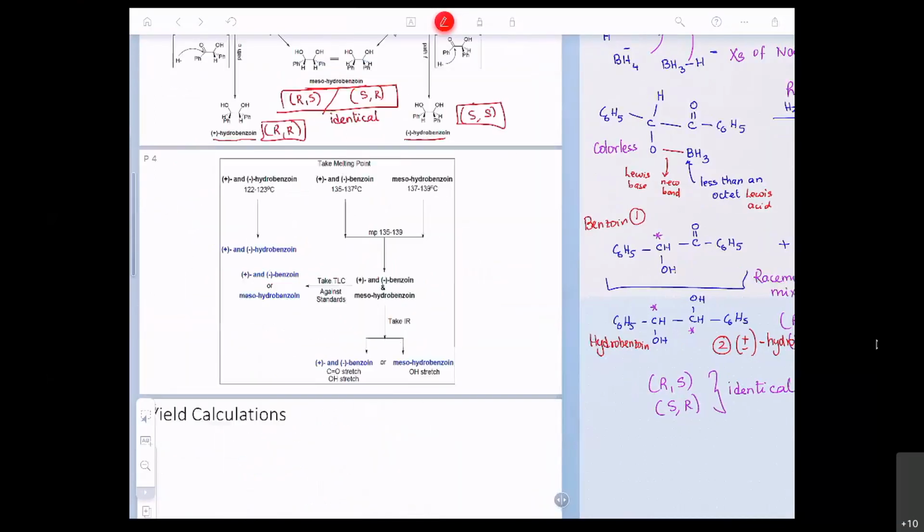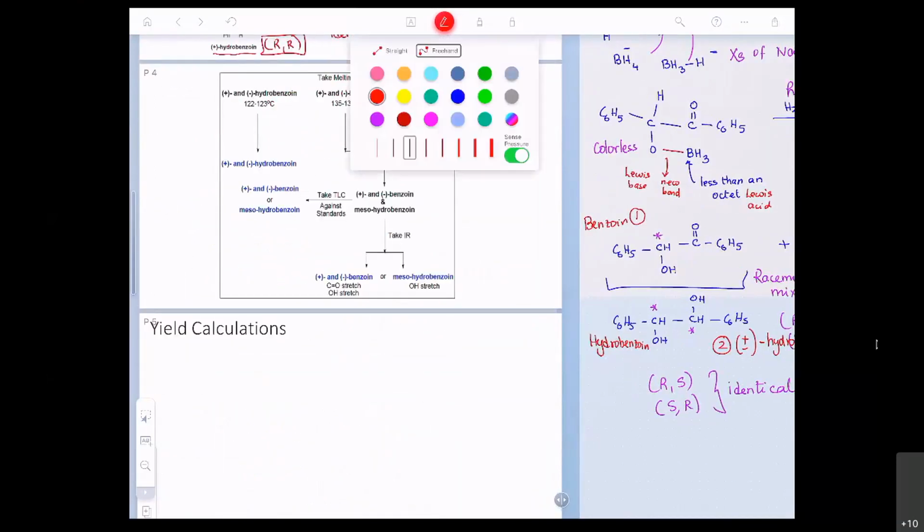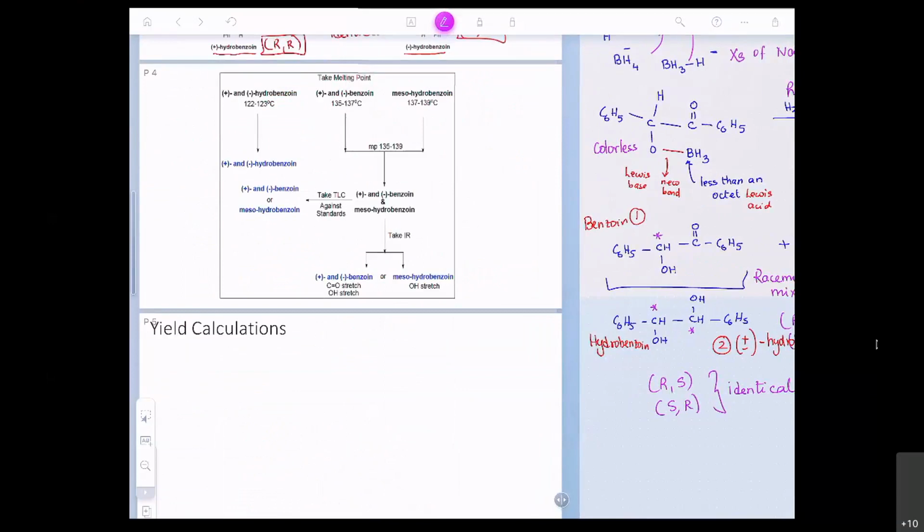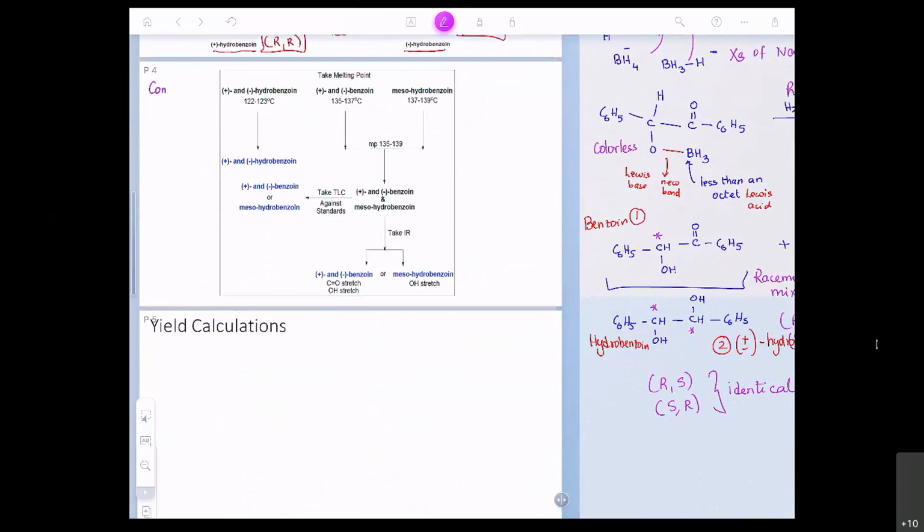The question is, how do you find out? And this is an important slide for you for the lab flow. You have a question on this. To get the product, you take the melting point. The melting point is 122 to 123. Then you have a complete reduction. So what you have is C6H5, CHOH. So this is your complete reduction. You see how I'm reducing both carbonyl groups. You get RR and SS. You get 50-50 of each. Then it's 122 to 123. Your job is done very quickly.